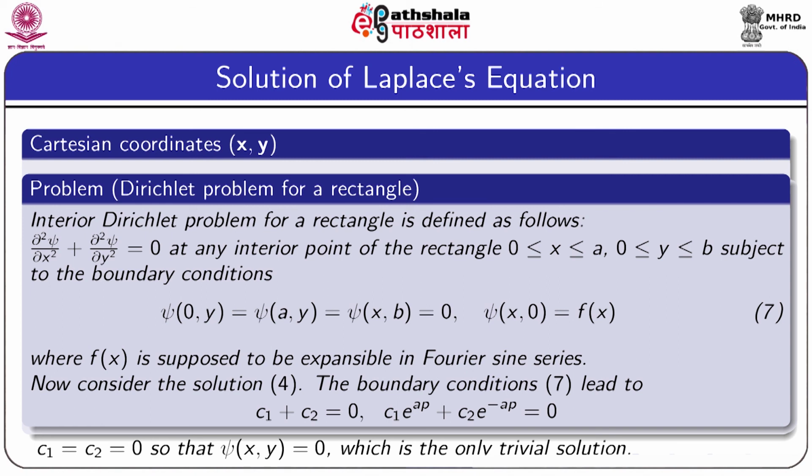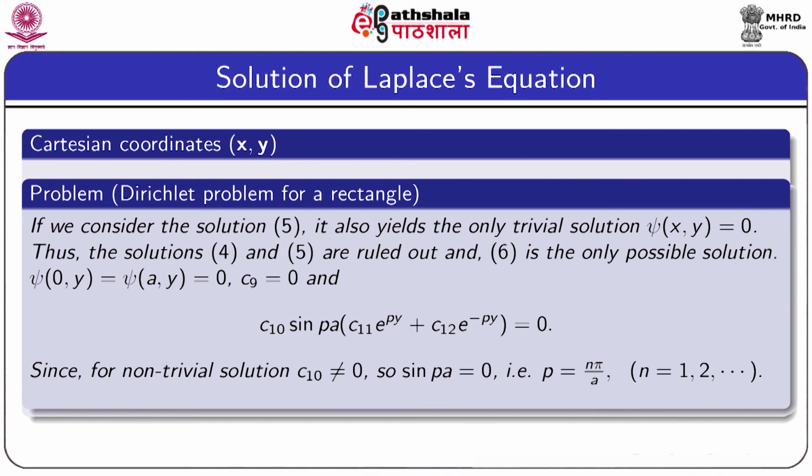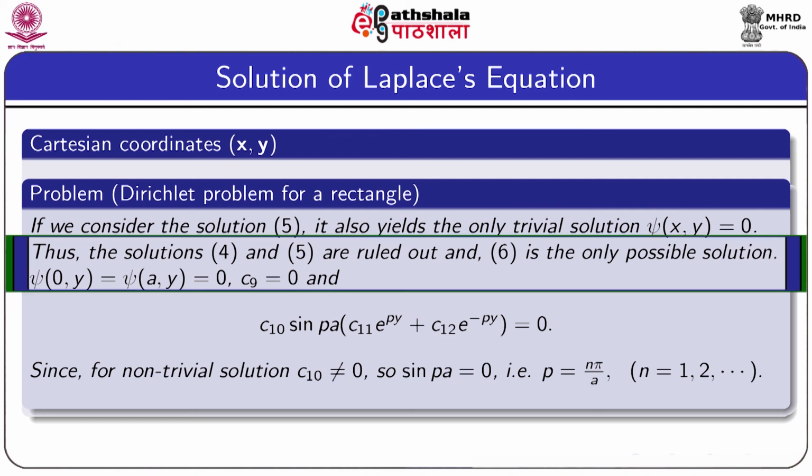So, to find the non-trivial solution, we have to think about the other two solutions, which are written in equation 5 and equation 6. Now, consider solution 5. In that solution, if we put the conditions psi(0, y) equals 0 and psi(a, y) equals 0, this again leads to psi equals 0. Thus, solutions 4 and 5 are not acceptable. So the only solution that remains is solution 6.